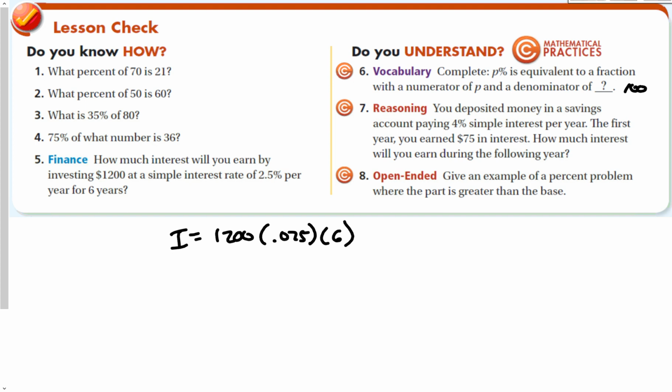Give an example of a percent problem where the part is greater than the base. Well, let's do 150 over 100 is equal to some percent over 100. Well, very clear here that the answer is going to be 150. Okay, and even bigger with simpler numbers, let's just do this. 4 over 2 is equal to some percent over 100. The answer there would be 4 times 100 divided by 2. It would be 200. The percent would be 200%.